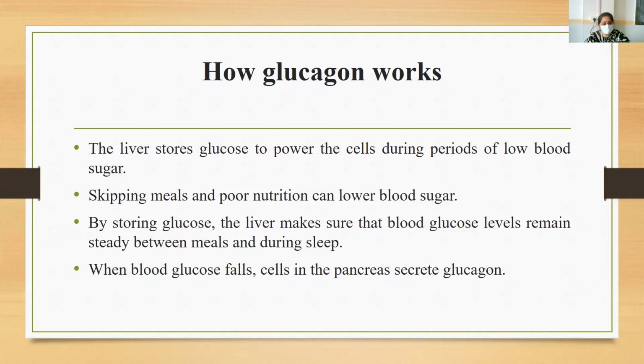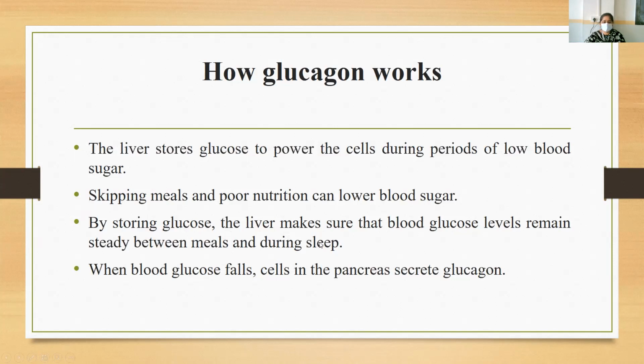You might be very busy, so you will give less priority to your food. Maybe once or twice a day only you might have a meal. So please don't do that. Skipping meals and poor nutrition can lower blood sugar.